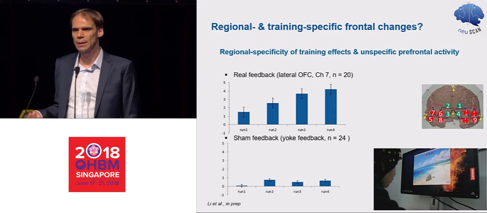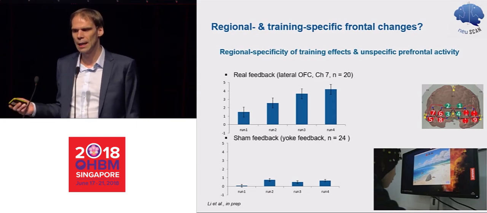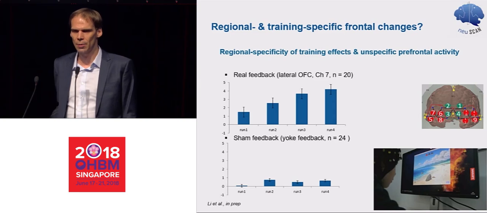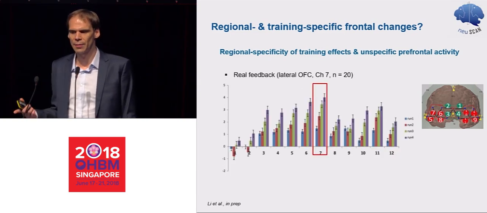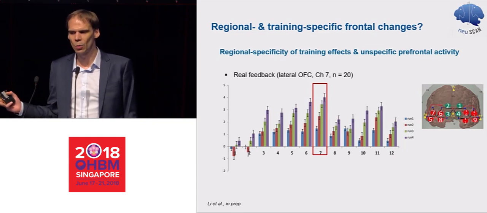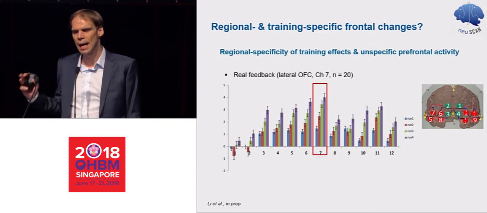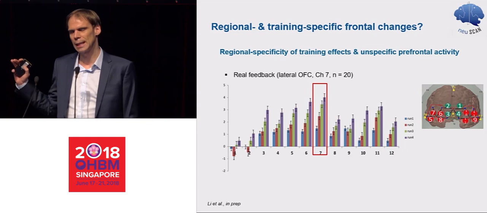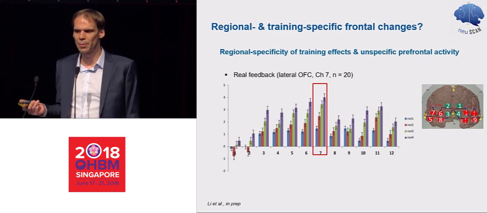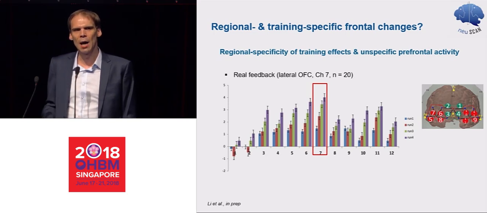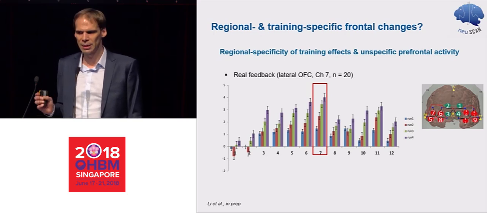What is more interesting in terms of this talk here is if you look at all channels separately, we actually don't see a very specific increase just in channel 7, but we actually see that half of the prefrontal cortex shows the same pattern, which indicates that what we often infer in fMRI-based real-time neurofeedback, these very regional changes, might actually not be that regional specific at all.